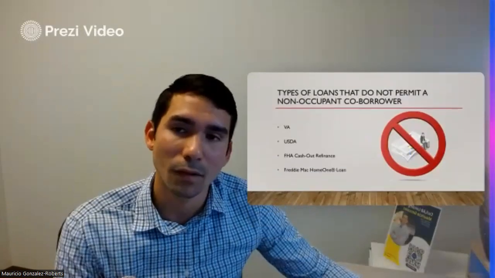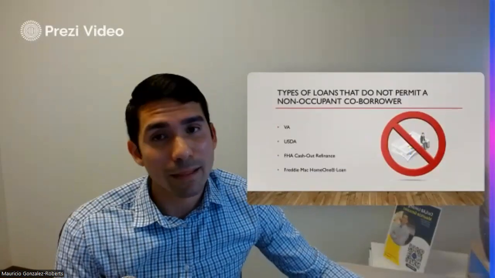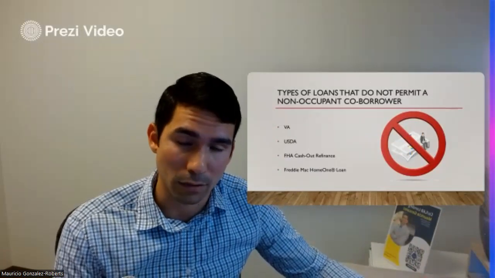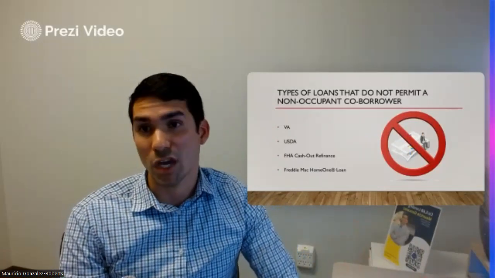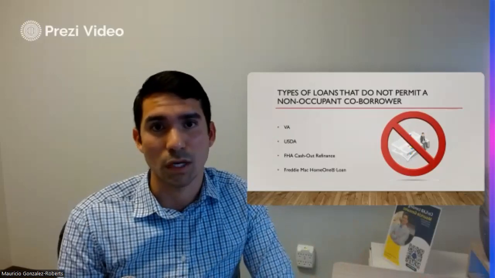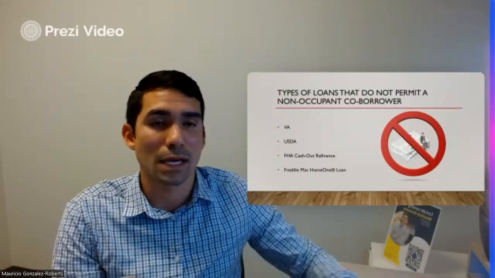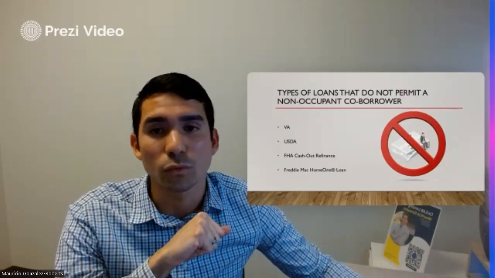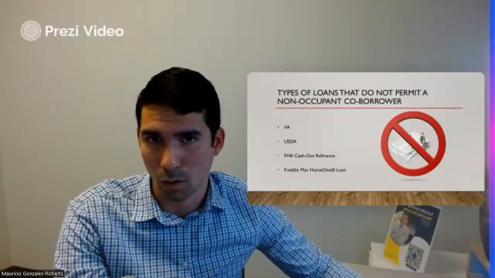So other programs that do not allow for non-occupant co-borrowers are your VA loan, USDA loan, and like I said, FHA cash out, which is what we just talked about. So those are the programs that do not allow anyone to have a non-occupant co-borrower.